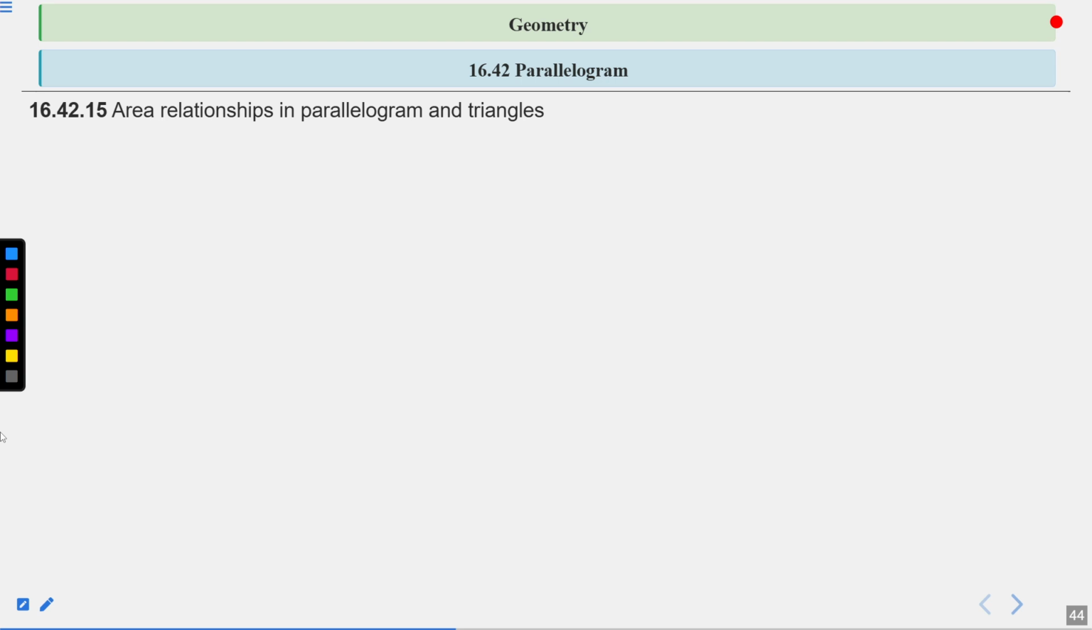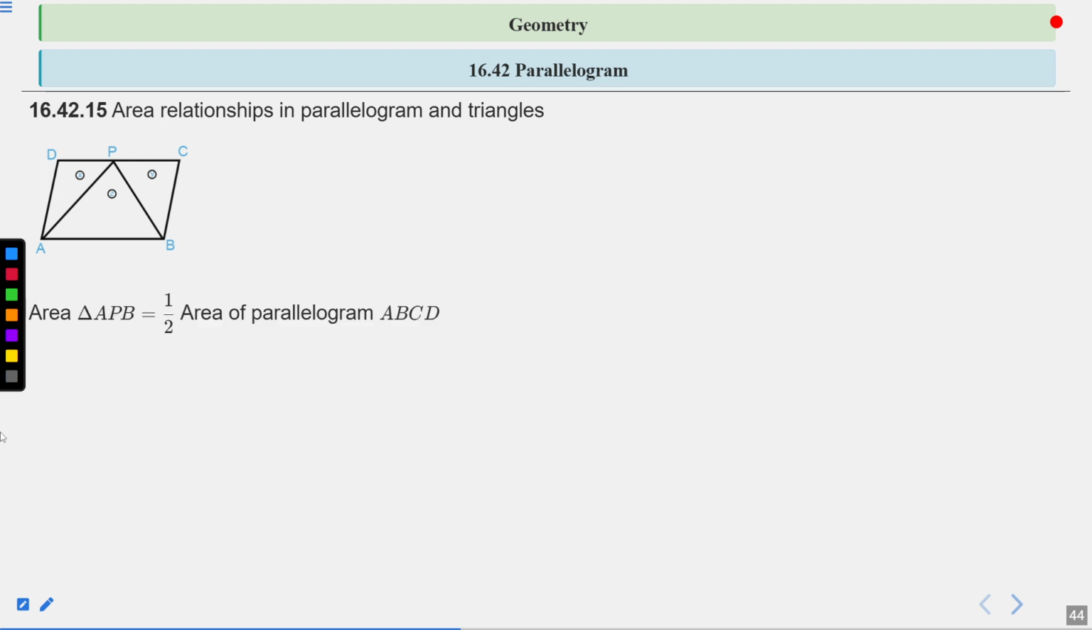Next, the area relationship between a parallelogram and a triangle. This is the diagram of a parallelogram. The area of triangle APB equals half of the area of parallelogram ABCD, where P is the midpoint of side DC. So the area of x plus y equals the area of z, which is equal to half of the area of parallelogram ABCD.